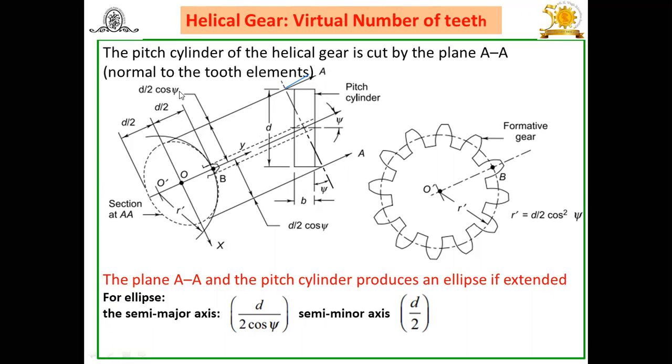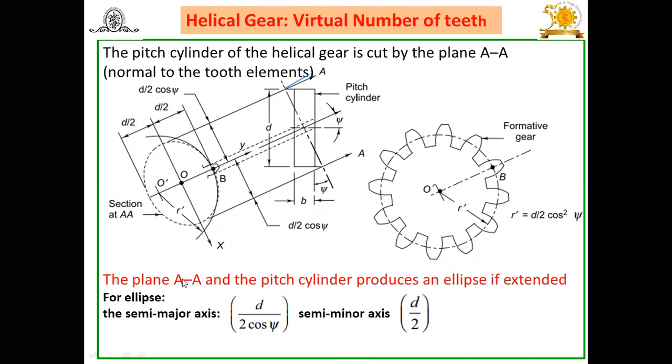How to find it out? So you know very well, this is d. This angle is the helix angle psi. And if you take half of this here, with the helix angle psi, you will find d by 2 cos psi. This distance, how much? d by 2 cos psi. That is the semi-major axis. Then what about the semi-minor? The semi-minor is d by 2 here.